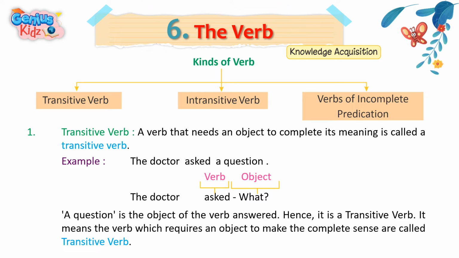Example: the doctor asked a question. Verb. Object. The doctor asked what? A question is the object of the verb asked. Hence, it is a transitive verb. It means the verb which requires an object to make the complete sense is called a transitive verb.